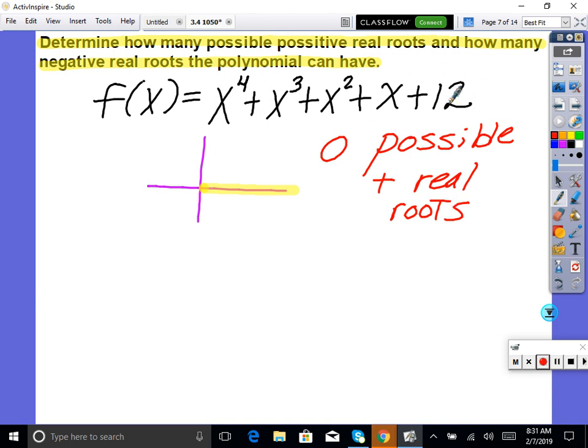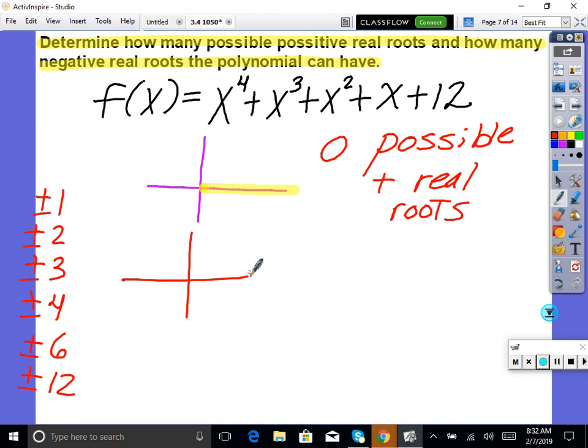Now think about how this would actually be useful. Let's look at my P over Qs. We're going to have plus or minus 1, plus or minus 2, plus or minus 3, plus or minus 4, plus or minus 6, plus or minus 12. What can we eliminate? All the positives. You see how that is kind of useful. Okay, cool. Now let's test how many times it's going to cross the negative x-axis.